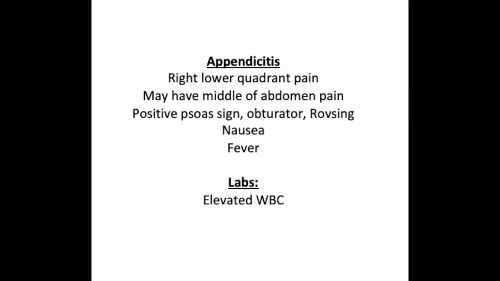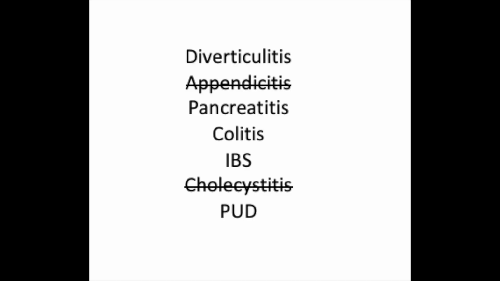So let's go over appendicitis briefly. Appendicitis usually has right lower quadrant abdominal pain. It can develop suddenly, and often it may start in the middle of the abdomen and move over to the right lower quadrant in 1 to 12 hours. These individuals often have a positive psoas sign, obturator sign, and also Rovsing sign. They also often have nausea and sometimes vomiting as well, and fever, and as far as labs, they often have an elevated WBC.